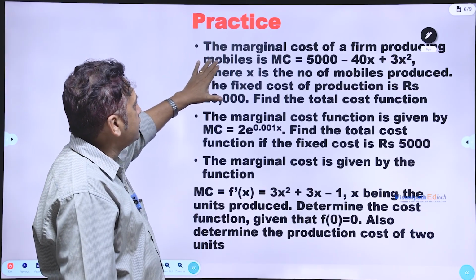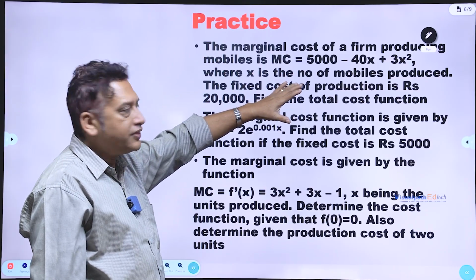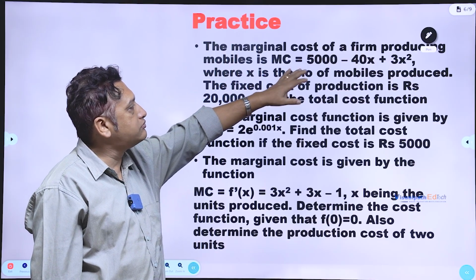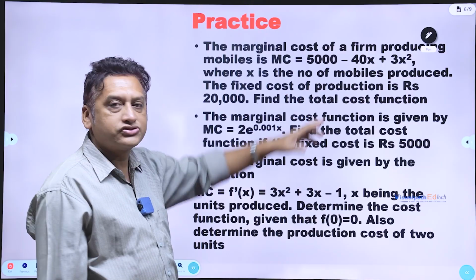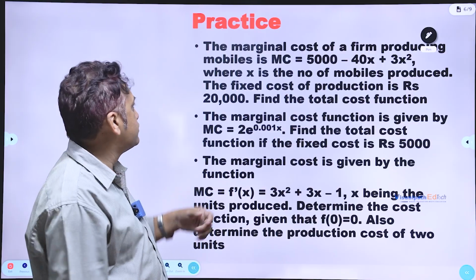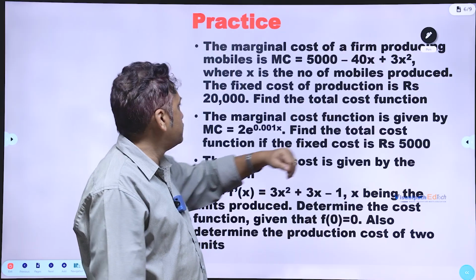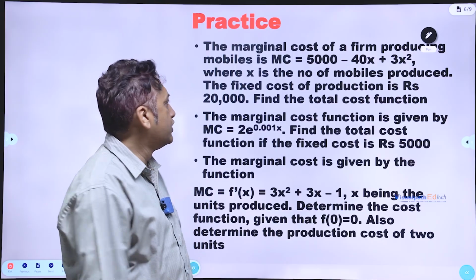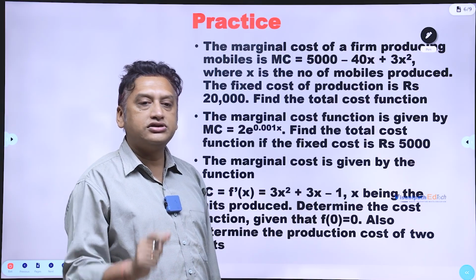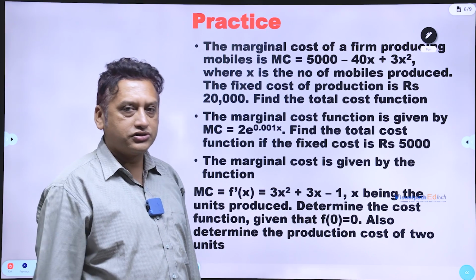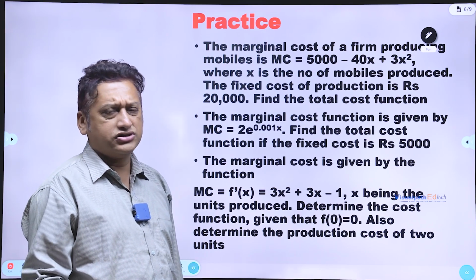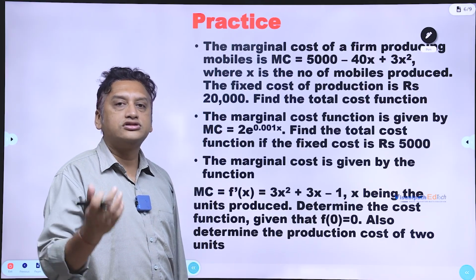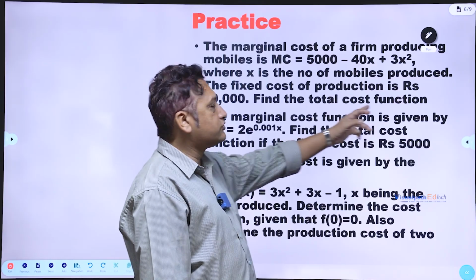The next sum says the marginal cost of a firm producing mobiles is given as MC = 5,000 - 40x + 3x squared, where x is the number of mobiles produced. Again there is a fixed cost of production: 20,000 even if no mobile is produced. So even if x is equal to 0, C is 20,000. This is given in order to find the constant of integration.